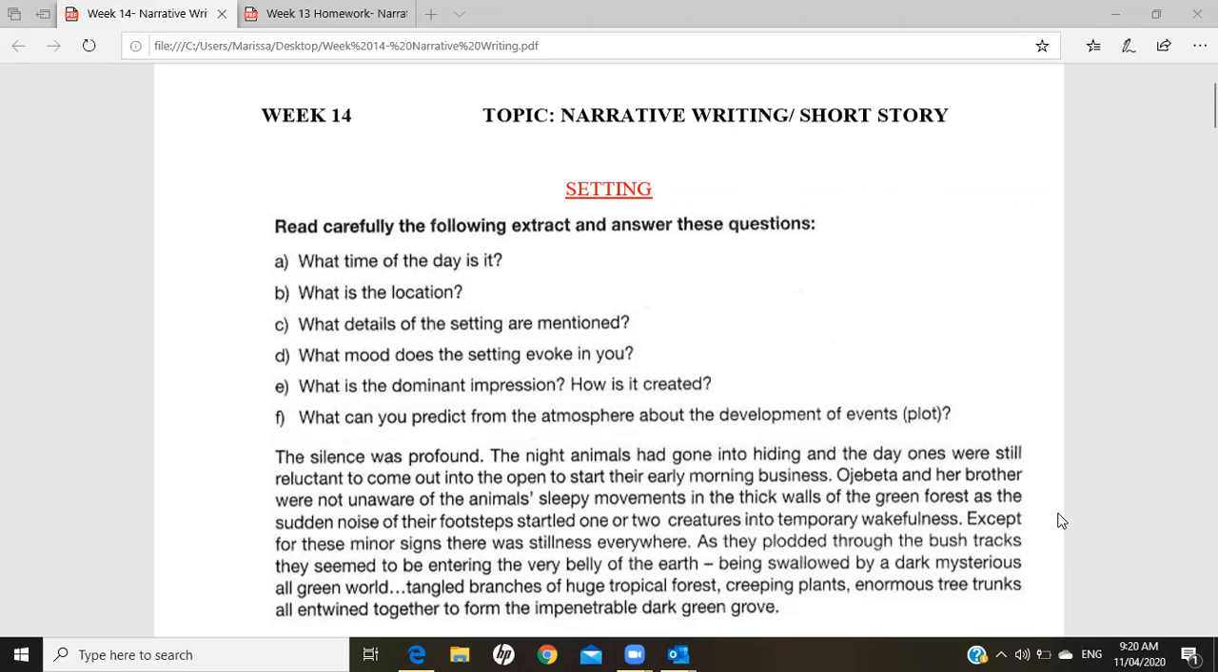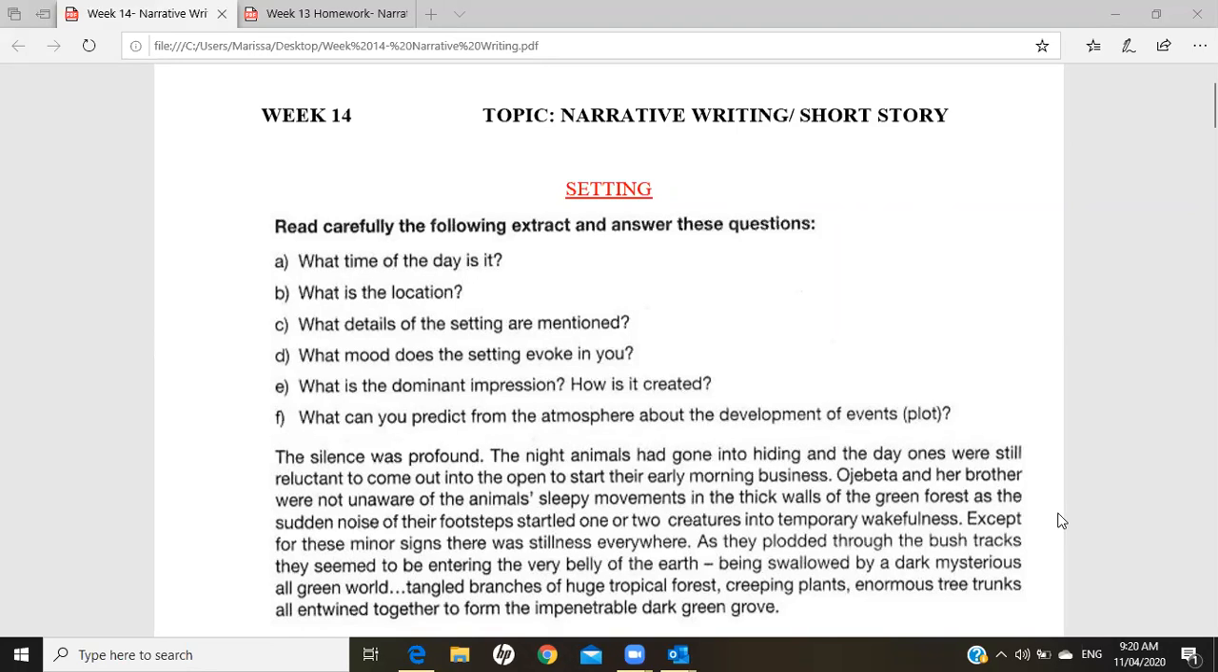Dawn, very good. The word is dawn. So dawn is a period when we are entering from night into early morning, but the sun is not out as yet. So it's just before sunrise. So the time of day here, we get a sense that the time that they're describing is dawn. And the lines that you pointed out, Lena, that was correct because they're telling us that the night animals just went into hiding and the morning ones are still reluctant to come out, which means that they're not waking up. So that time of day is dawn.